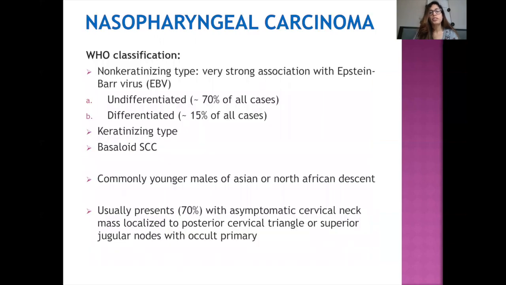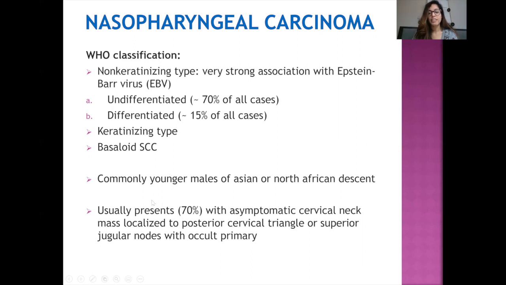So nasopharyngeal carcinoma, the WHO classification actually divides it into 3 types: non-keratinizing, keratinizing, and basaloid type. The non-keratinizing is further divided into undifferentiated, which is the vast majority of cases, which is the typical H&E picture that I just showed. And this non-keratinizing subtype has a very strong association with EBV. So typically, nasopharyngeal carcinomas commonly affect younger males of Asian or North African descent.